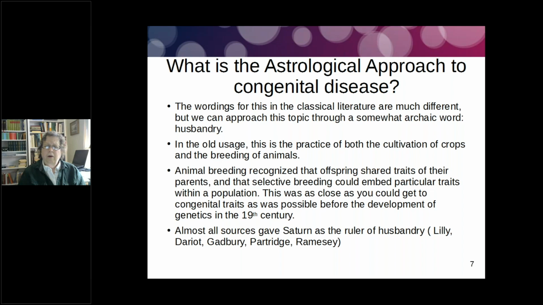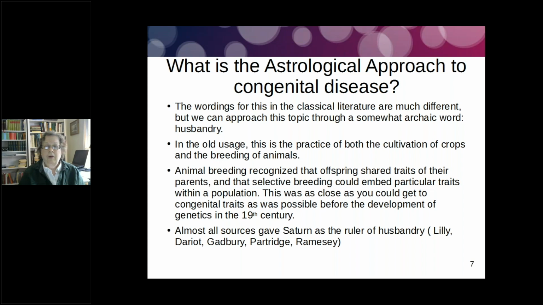The idea of what we would now call congenital or genetic was known. It was known under a rather archaic word, and the word was husbandry. This was the fact that for millennia now, human beings have been changing the genetic structure of crops and the genetic structure of animals that were of interest to us for whatever purposes. The animal breeding, and I should add here plant breeding, recognized that offspring share traits of their parents. And so selective breeding could embed particular traits within the population.